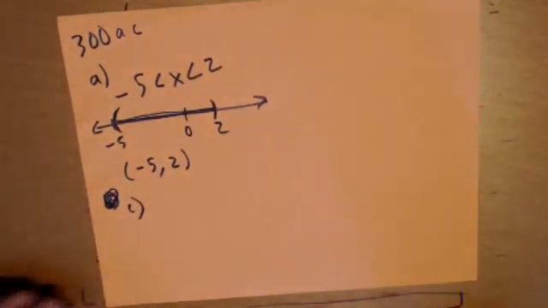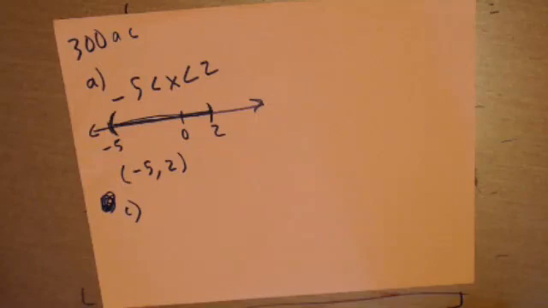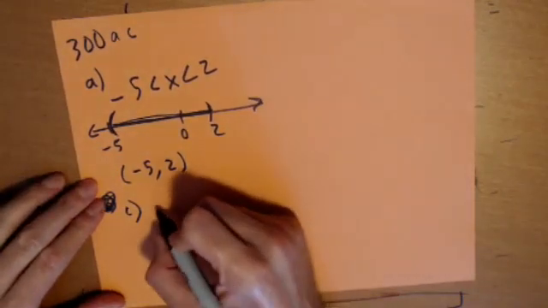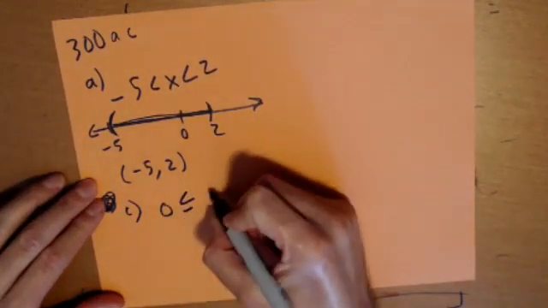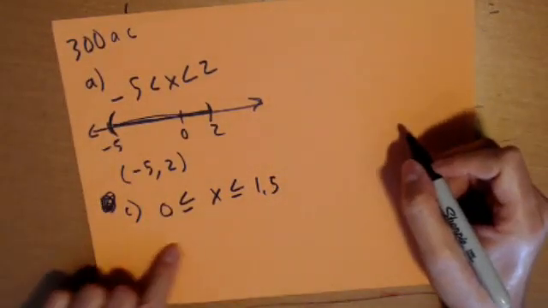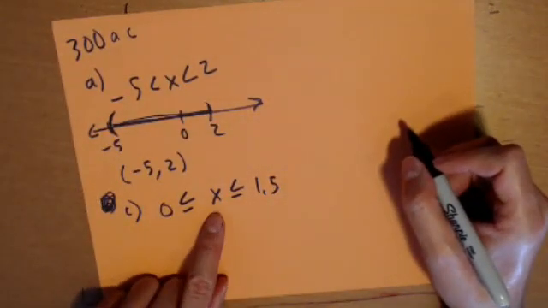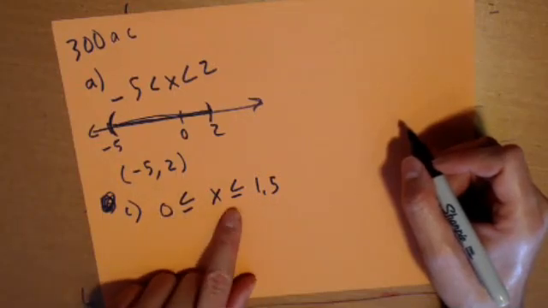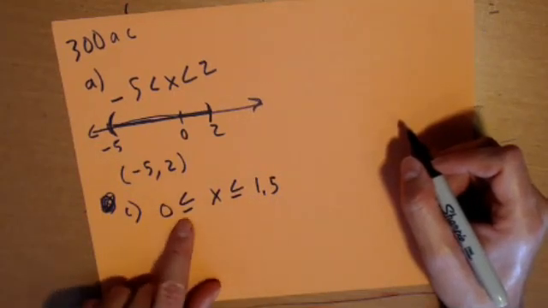300C, was the page off the screen there? Hopefully not. Part C, we have 0 less than or equal to x, less than or equal to 1.5. So I would say x is between 0 and 1.5 inclusively. It's including the or equal to.